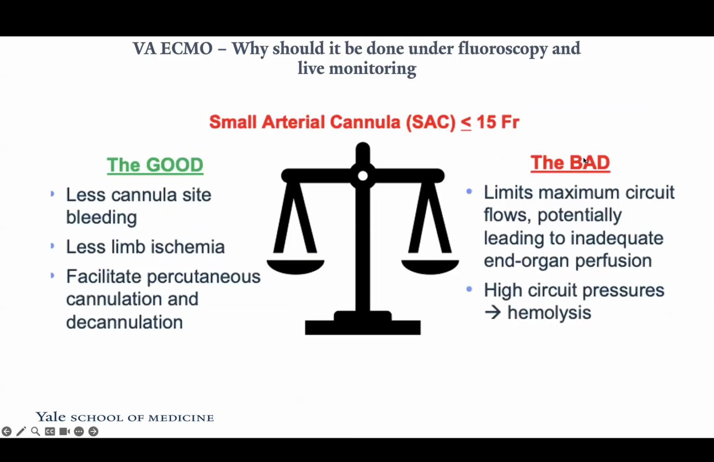So the balance between a small cannula and a large cannula: small is anything below 15. So 15 is usually your starting size for an arterial cannula, and they have 17, 23, 25, 27. Is it bad to use small cannulas? The good thing is fewer cannula-associated complications, less limb ischemia, and it facilitates decannulation and upsizing. The bad is that it may limit circuit flow and therefore end-organ perfusion, and also cause high pressures in the circuit and therefore hemolysis.